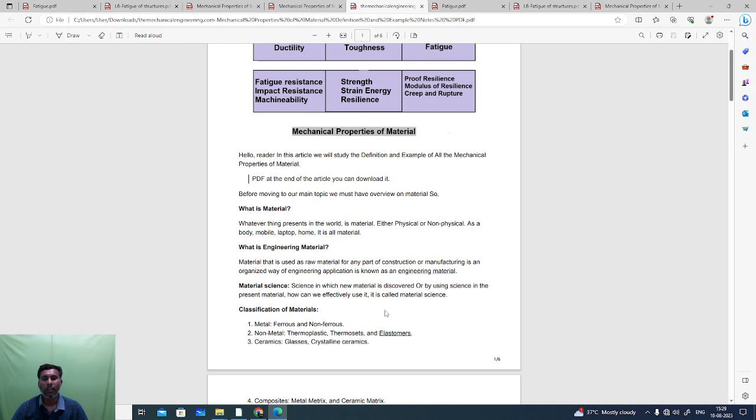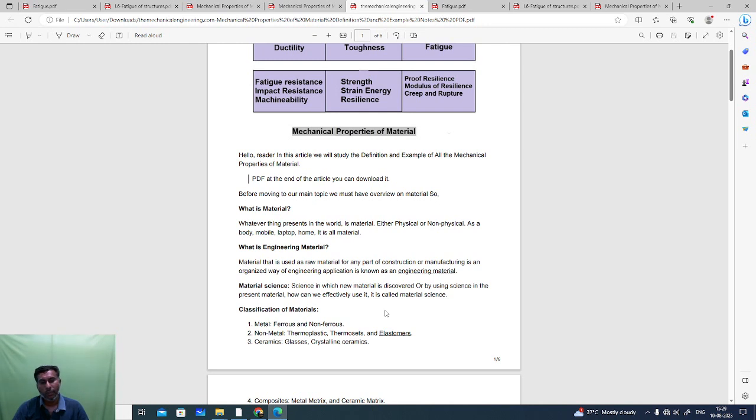For example, in an application like an automobile piston and connecting rod, we are using only ferrous material. We cannot use non-ferrous or any plastic material. So that is material science: depending upon the application, what kind of material is used. That is the knowledge of material science.